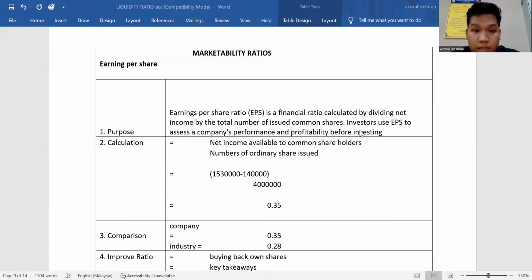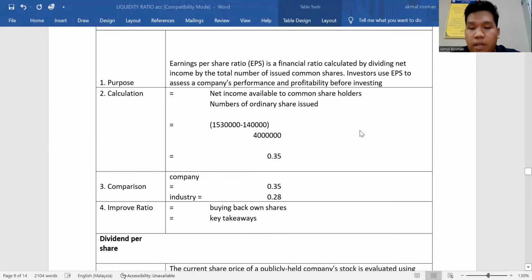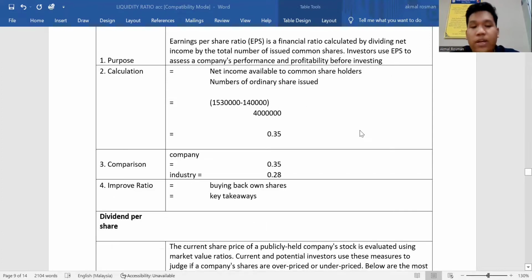And for example, 1,530,000 minus 140,000 divided by 4 million equals 0.35. And the comparison is, for company, we have 0.35 and industry is 0.28. And to improve the ratio is buying back own shares and key takeaways.